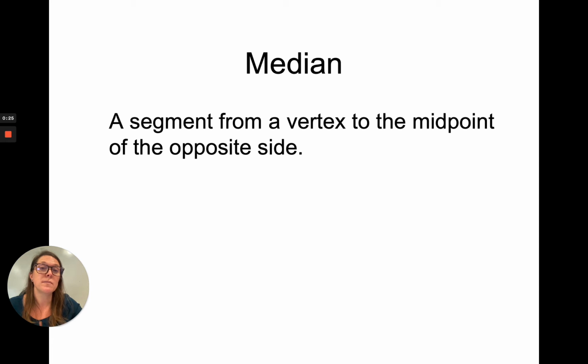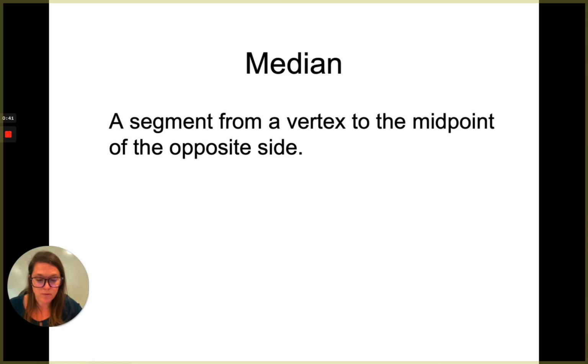So what is a median? A median is a segment from a vertex to the midpoint of the opposite side. So a segment from a vertex to the midpoint. Emphasis on the word midpoint. I don't know if you want to highlight that, underline it, make it a different color, but pretty much what we care about is that a median is going to connect to a midpoint.